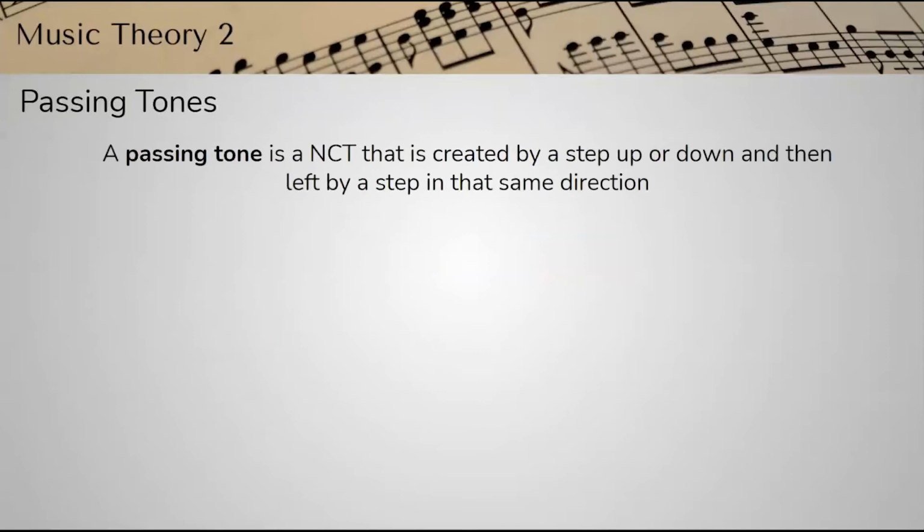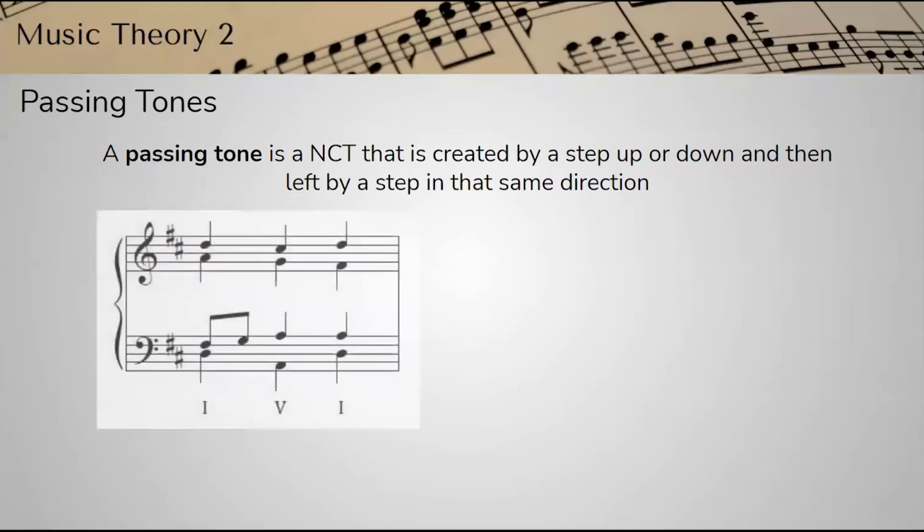And the first type we're going to talk about is the passing tone. Remember, these have the same names as the species counterpoint ones. So a passing tone is a non-chord tone that is created by a step up or down. Okay, so you move to it either up by step or down by step, and then leave it by a step in the same direction. Okay, so in other words, they connect two different chord tone notes through a note that is not in one of the chords. So here's an example of an ascending passing tone. So we're saying it's ascending because it's going in the upwards direction. Okay, and you'll see that it's in the tenor voice in this case.